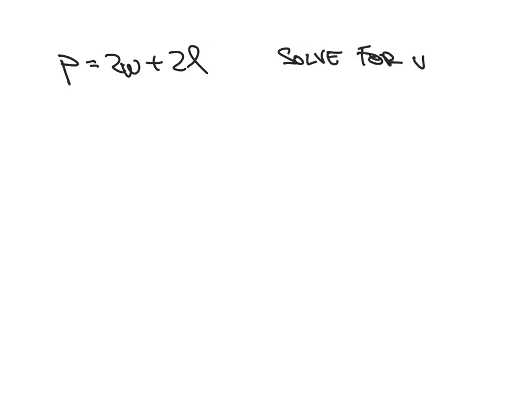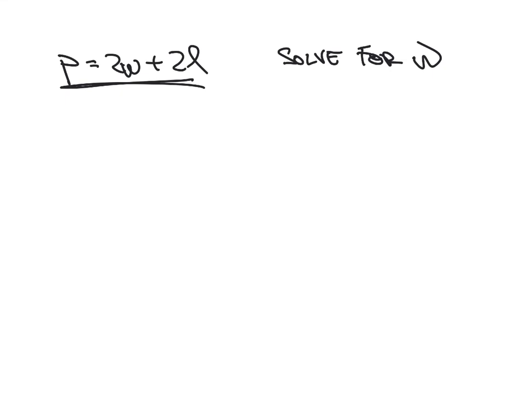So continue on, top of page 122, example 6. We're given a formula, P equals 2W plus 2L, and they want us to solve for W. So what that means is they want us to rearrange this problem. So instead of P equals 2W plus 2L, it says W equals something. So what we're trying to do is isolate this W so it's the only thing on one side of the equal sign.